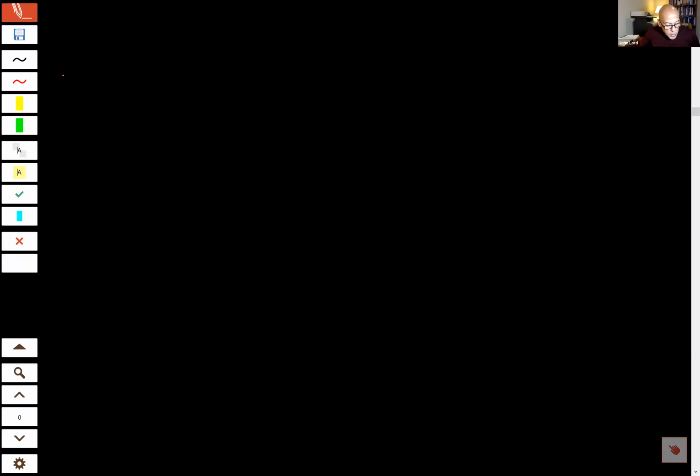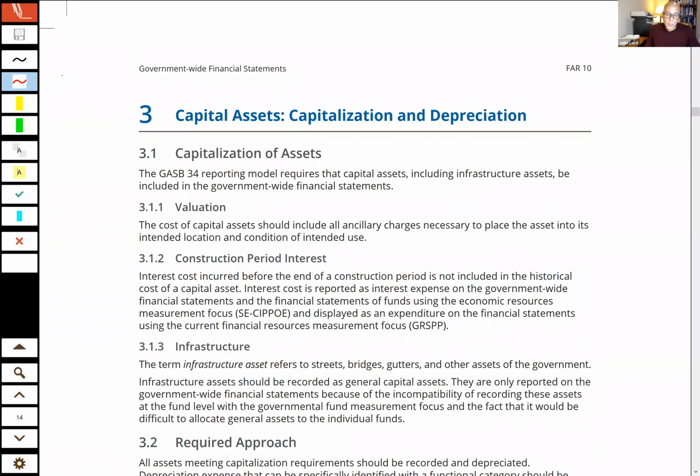All right, then let's go ahead and we're on chapter 10, and there were a few things that we had talked about last time. Remember in chapter 10, we're focusing on the government-wide financial statements, and government-wide statements are probably, of the 20 points that constitute government, making up maybe less than 5 points of that.